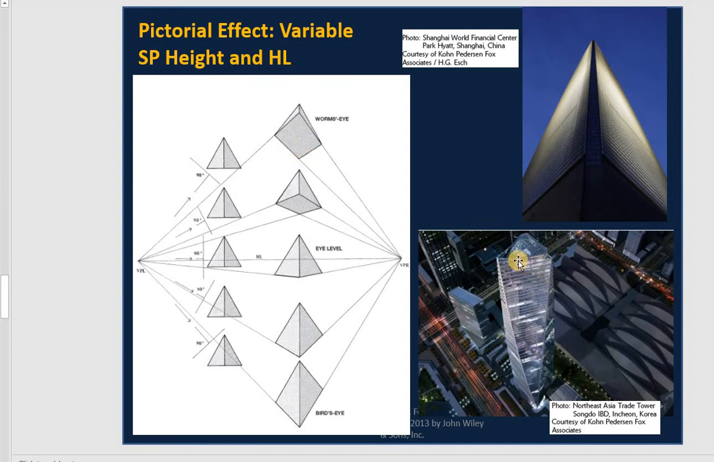For example, this one is the bird's eye, you look down. This one you look up at the building, so this is the worm's eye, that's the example.